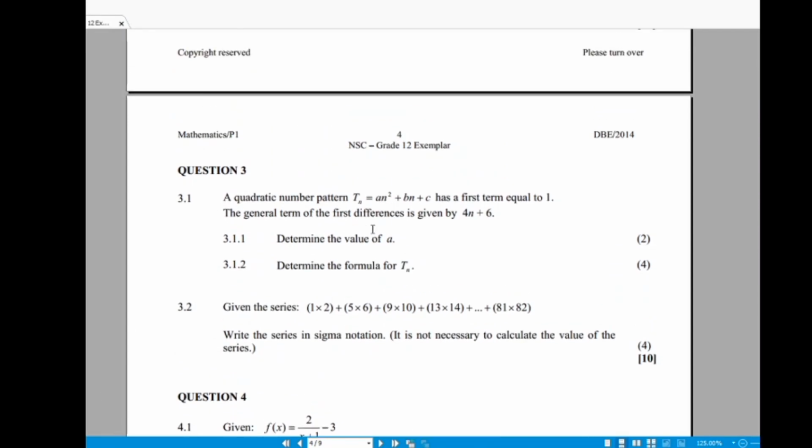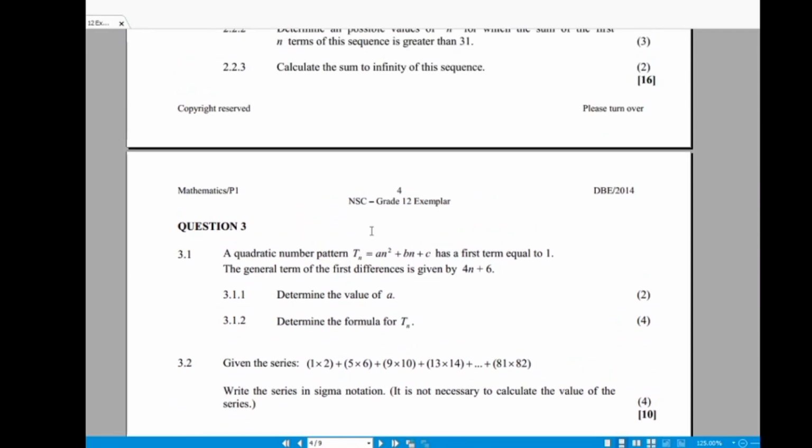So that's the last question on number patterns, and in our upcoming videos we will discuss trigonometry, from paper 2. Trigonometry is very important. I think the marks are 50 out of 150 in paper 2, if I'm not mistaken. So that will be our next topic, trigonometry, paper 2.